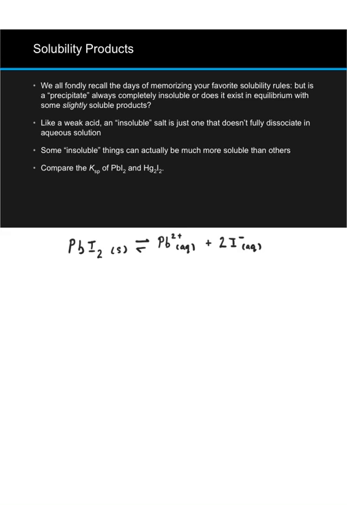We express this equilibrium with an equilibrium constant that gets a new special symbol. This is Ksp. A Ksp is a solubility product equilibrium constant.